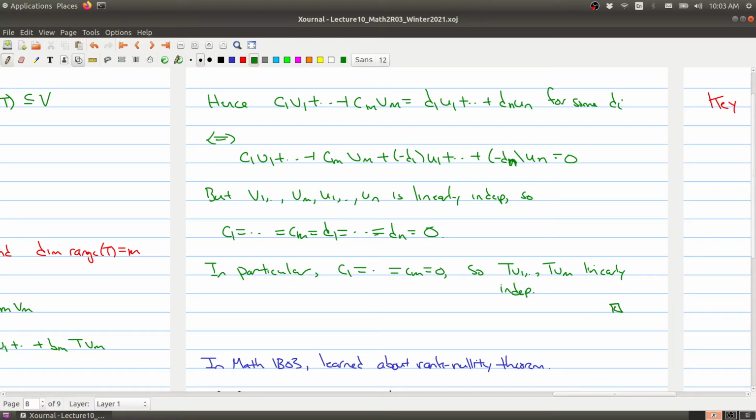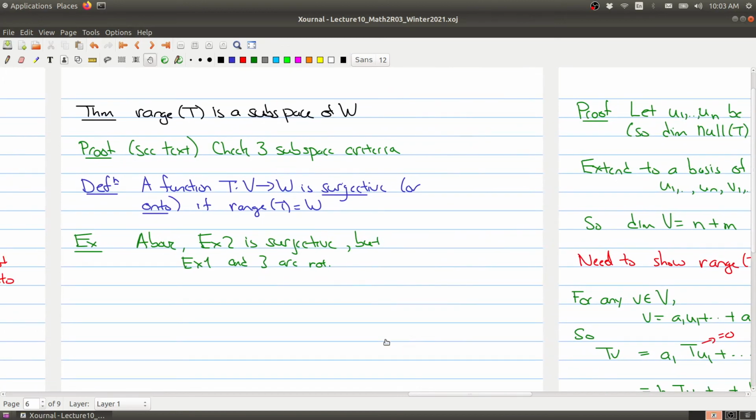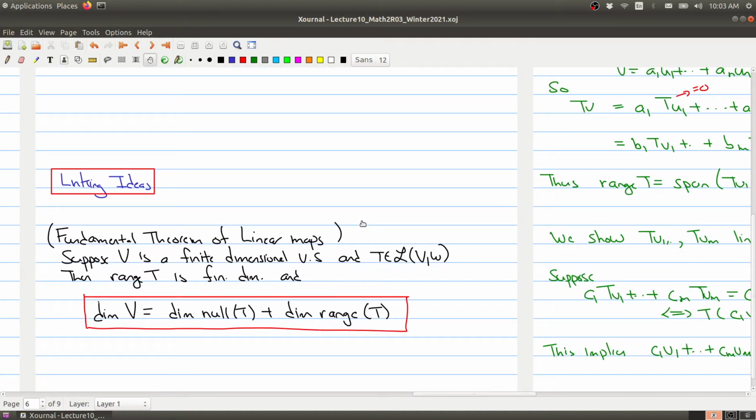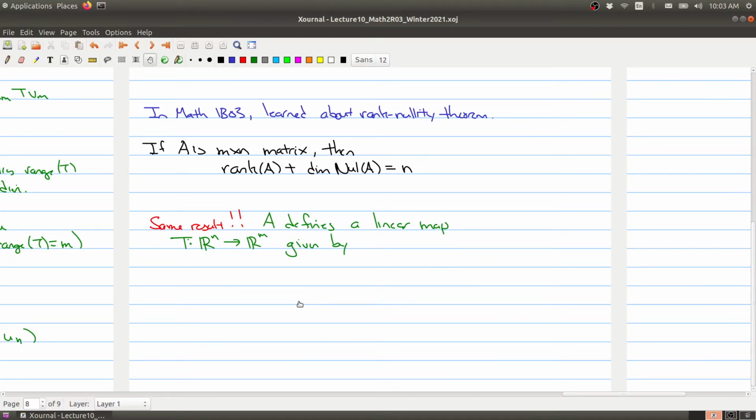So at this point, I would normally stop to see if people have questions, but since we're online here, I'll just keep going. I will point out that this theorem may look kind of familiar. The reason it may look familiar is because we actually proved a special case of this in Math 1B03, where we learned about the rank nullity theorem. The rank nullity theorem says that if A is an m by n matrix, then the rank of A plus the dimension of the null space of A is equal to n, where the rank is the dimension of the column space of A.